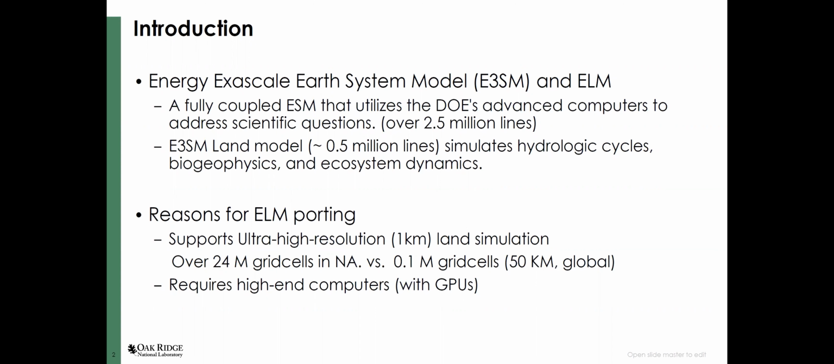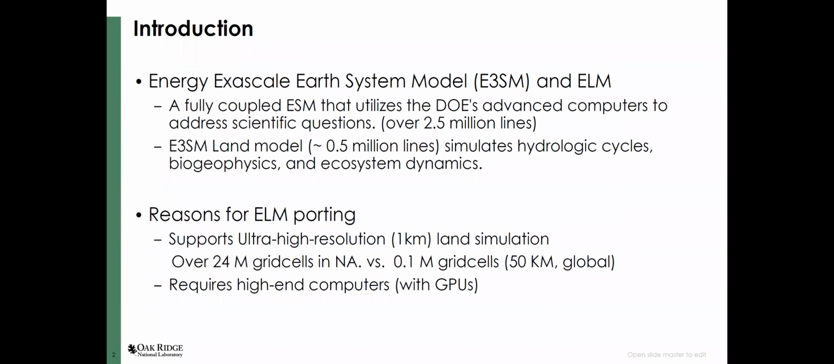The whole system is around 2.5 million lines of code, and the code we're heavily re-engineering and porting right now is roughly 1.5 million lines of code. We're simulating the hydrology, geophysics, and ecosystem dynamics of this Earth system. The reason we focus on this is that we want to use supercomputers to do ultra high resolution land simulation.